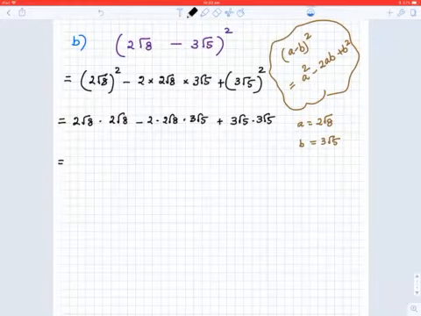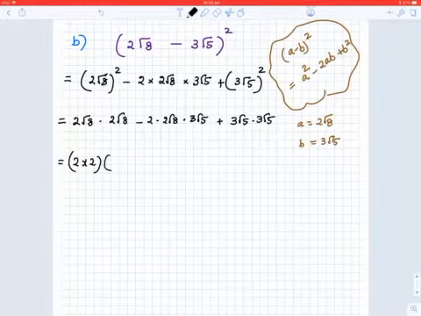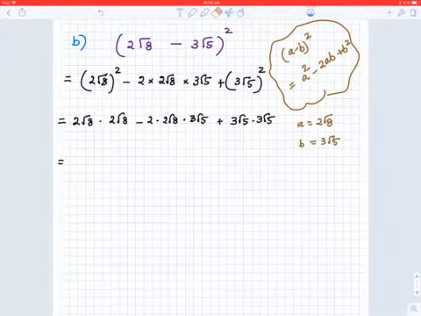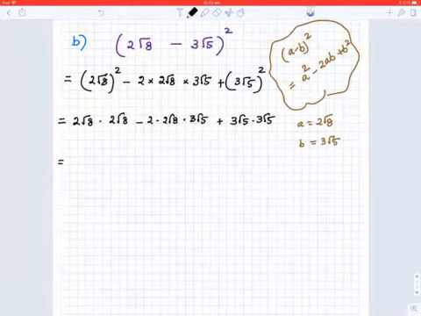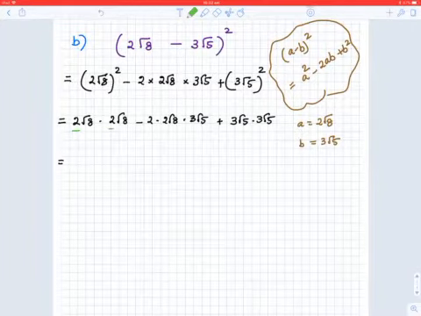Okay, now we are going to use the normal expanding technique, the multiplication technique. 2 times 2, bracket root 8 times root 8. Maybe I can just go a step faster because you are familiar. We have done that several times.